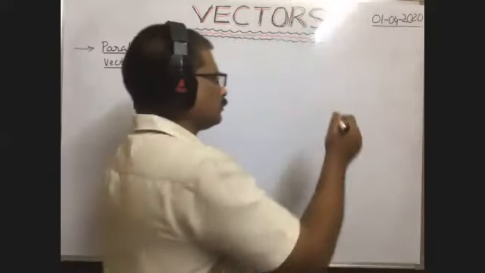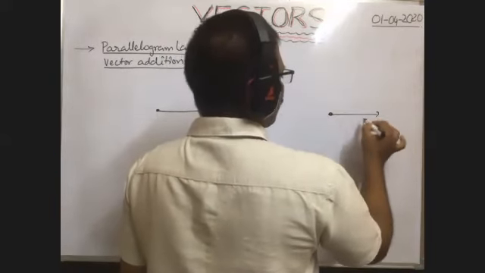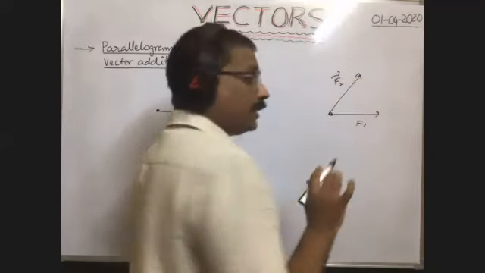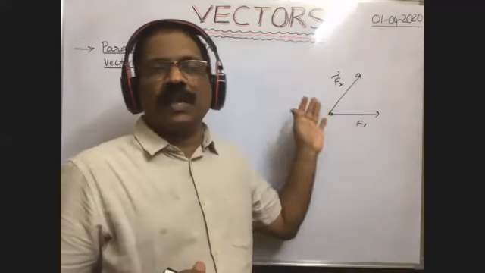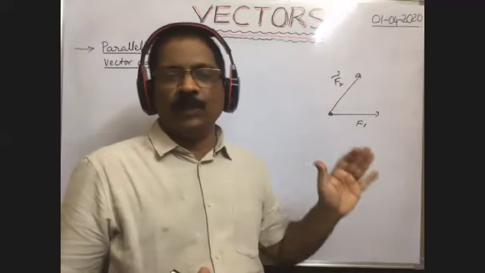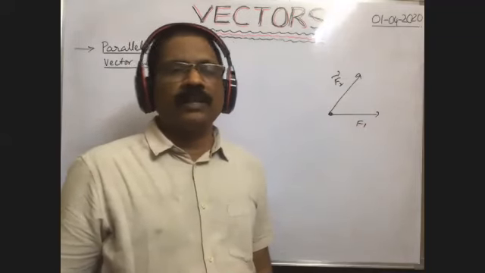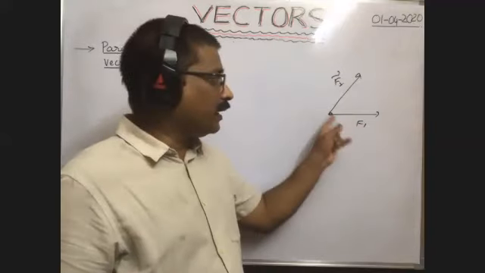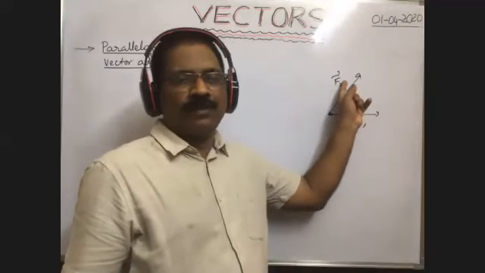For example, this is one particle. One force acts on the particle in this direction, and another force acts on the particle in this direction simultaneously. That means this particle experiences two forces simultaneously in different directions. In which direction will the particle move? The particle neither moves along the F1 direction nor along the F2 direction, isn't it?